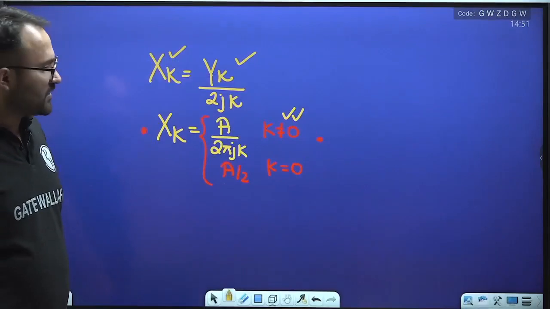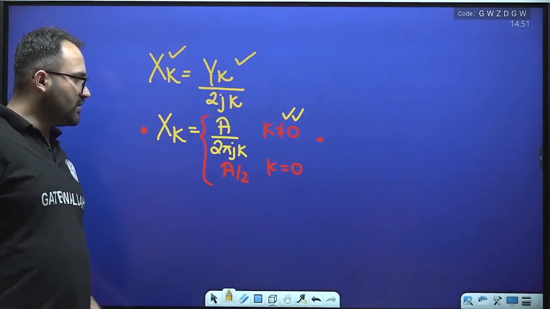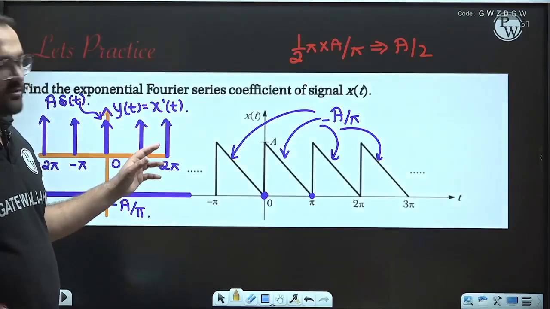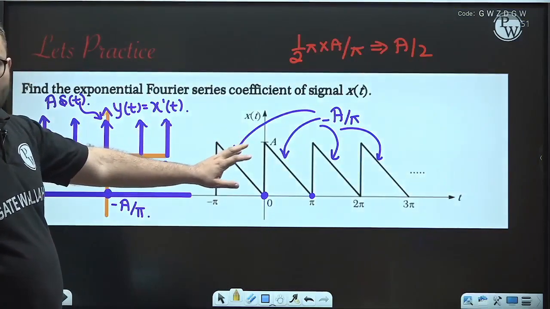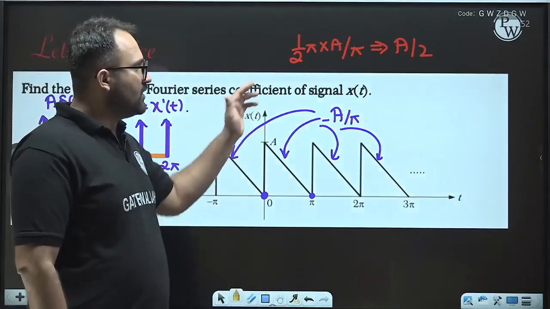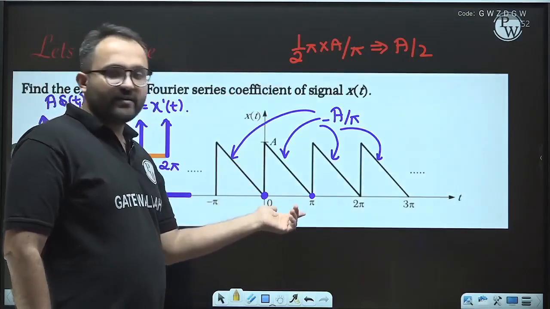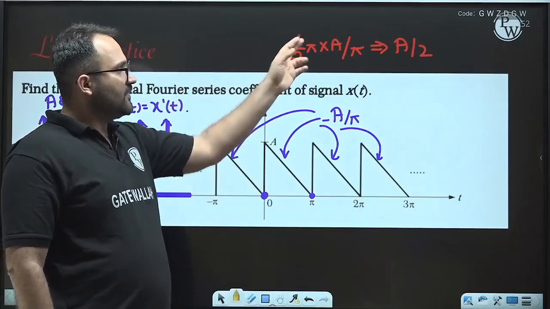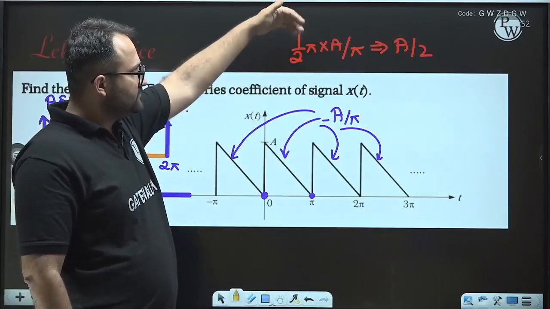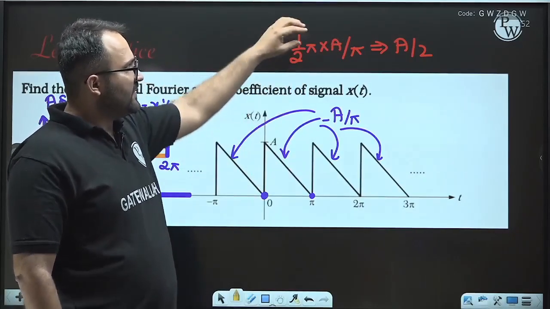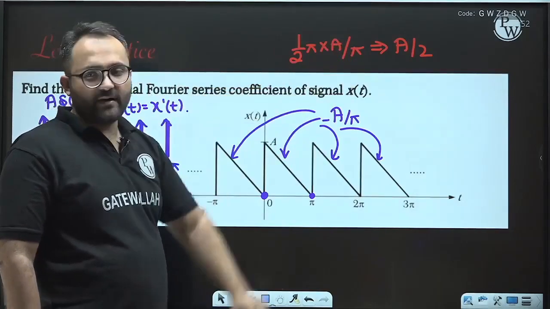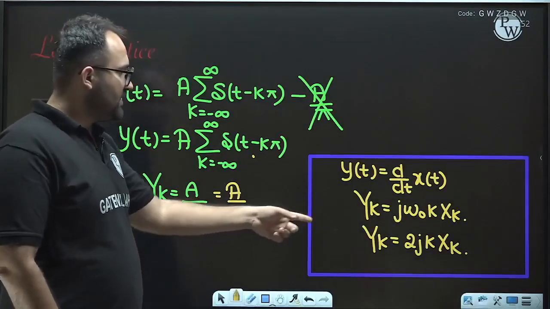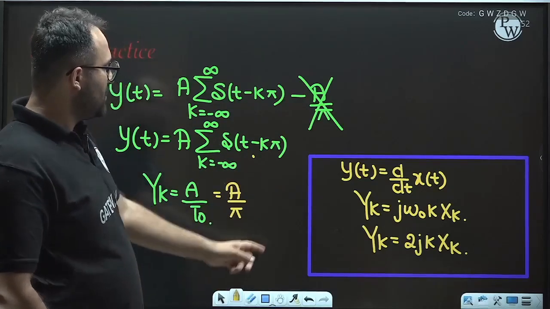For k equal to 0, we will use the signal again for finding the k equal to 0 coefficient. What is that? It is equal to the average value of this. Average value means half time period, half multiplied by area upon time period. Area is half base into height multiplied by pi, that is a by 2. So we will get a by 2 here, for k equal to 0.